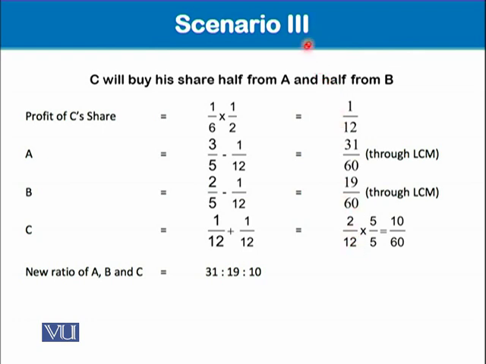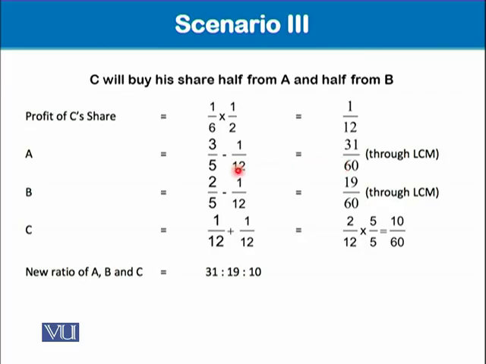In this scenario 3, C will buy his share half from A and half from B. So in a way, that 1/6 share will be taken half from A and half from B. So how would it be worked out? It will be worked out through LCM. Yes, we have studied this LCM in our earlier mathematics classes. So how to work it out? 3 by 5 minus 1 by 12 would be 31 by 60.